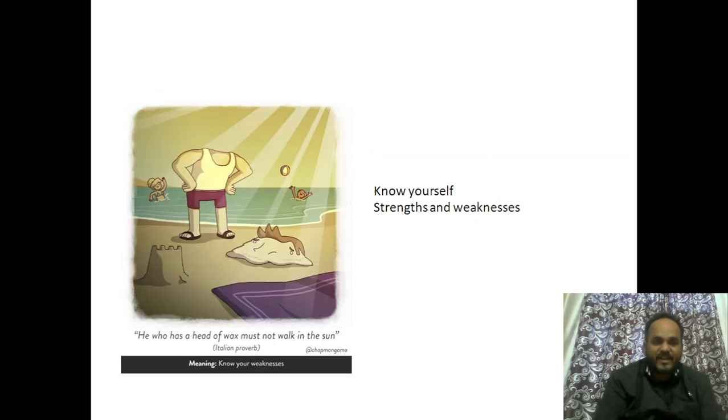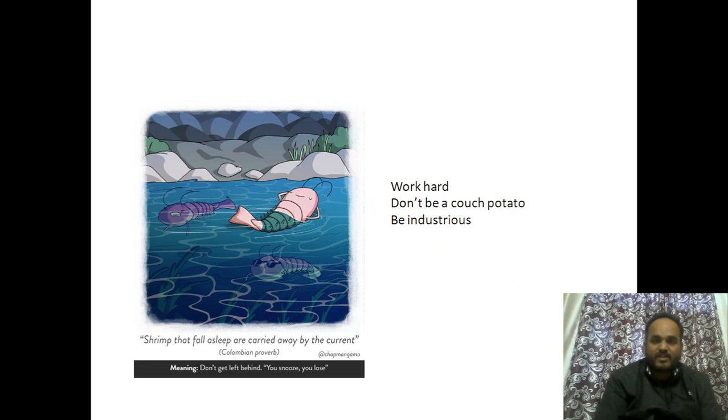Similarly, he who has a head of wax must not walk in the sun. It's an Italian proverb. It means that one should know his or her own weaknesses and strengths. Now, work hard, don't be a couch potato, be industrious. The picture clearly indicates this, and it is a Colombian proverb: shrimp that fall asleep are carried away by the current.